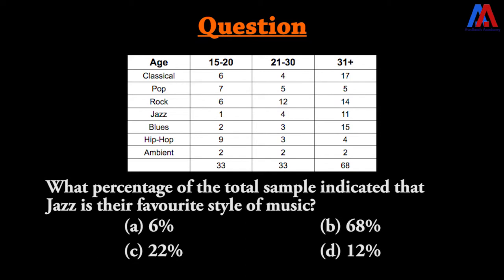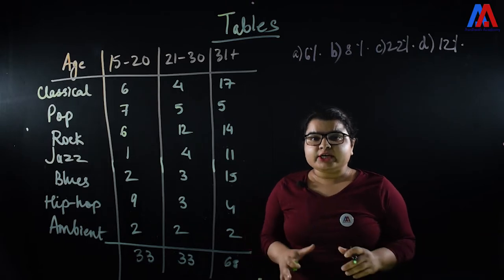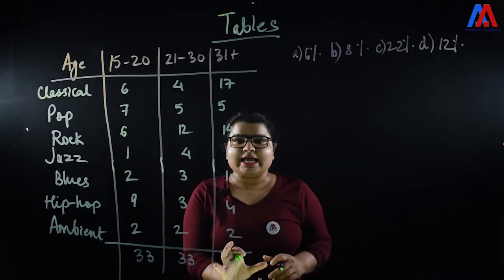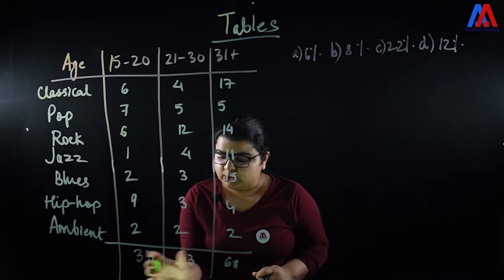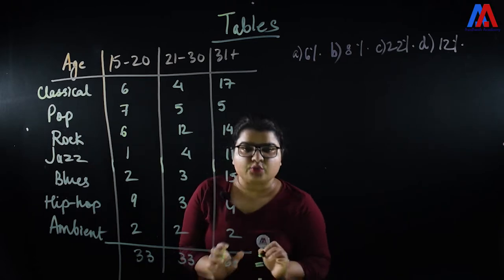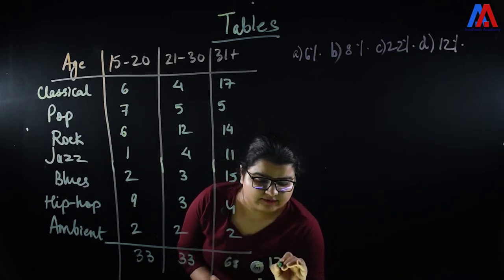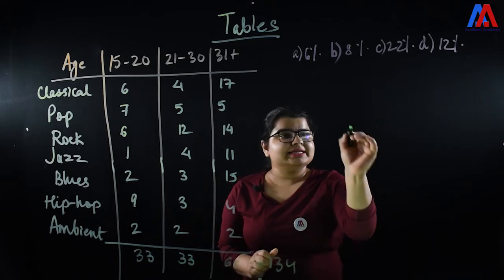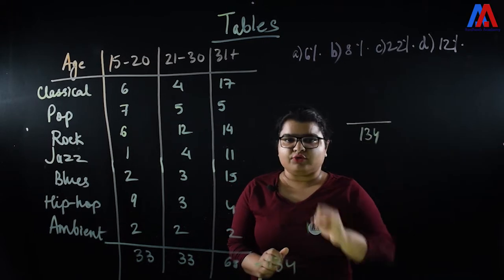What percentage of the total sample indicated that jazz is their favorite style of music? Now, in this part, we need to consider the overall sample space. So, we need to add these three to get our total sample space. This will give us 134. Thus, our denominator would be 134.